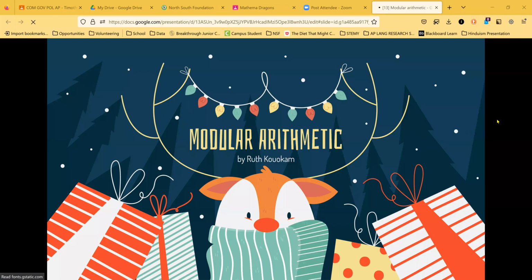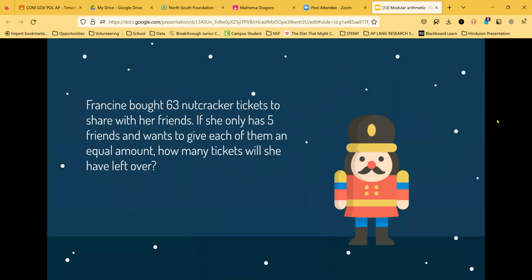Basically, today we're going to be learning about modular arithmetic, which is very related to division. So, for example, you probably can solve a problem like this. So, in the chat, answer this question.